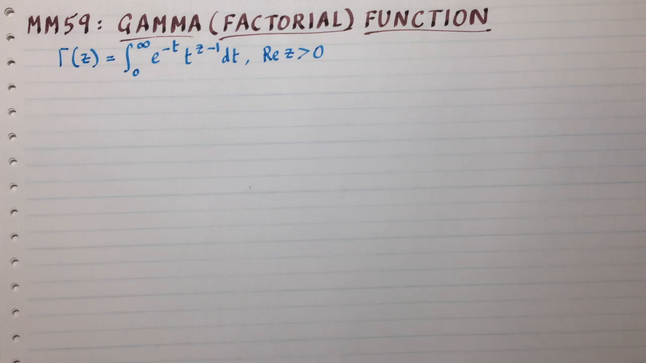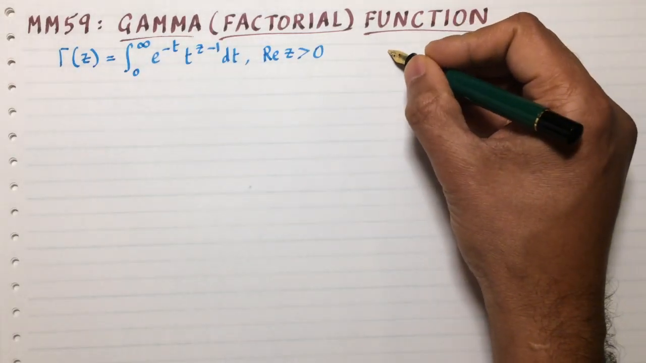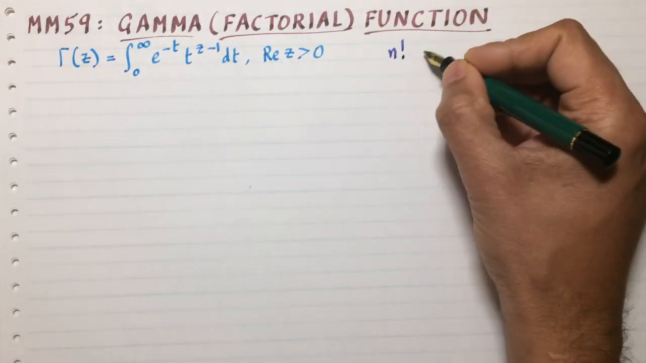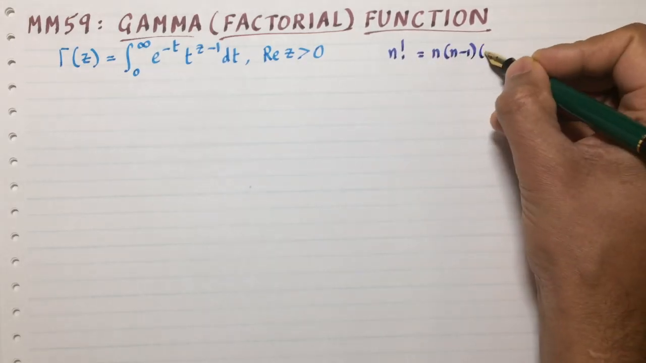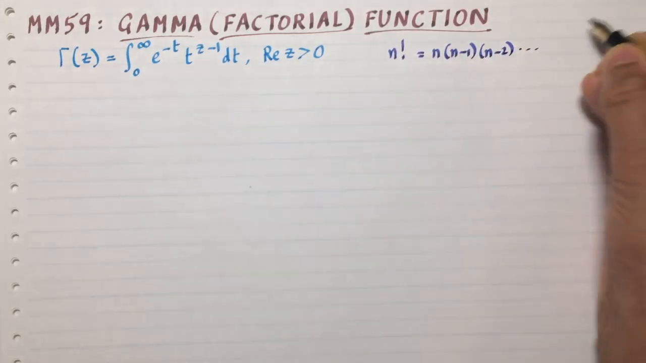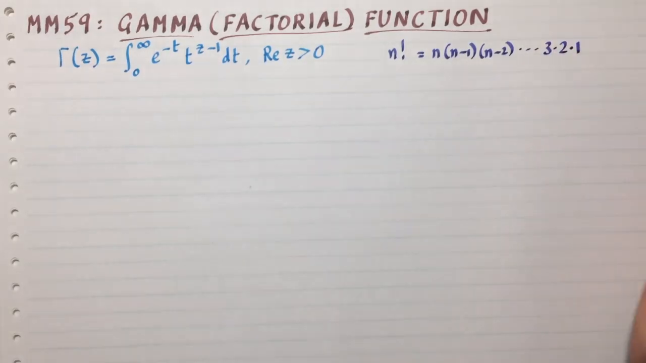I will be discussing the gamma function, which is sometimes called the factorial function, because it is in fact a generalization of the factorial that you use in higher mathematics. N factorial is just n times n minus 1 times n minus 2 all the way to 3, 2, and 1. So it's just a product of the first n integers.